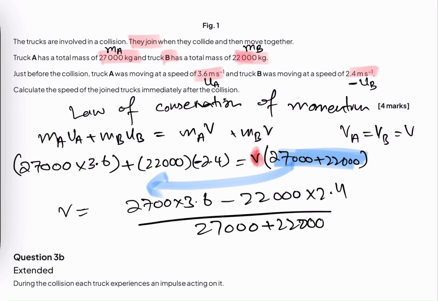Okay, calculating the values, we get 0.906 meter per second. Okay, this is the final answer for both of them, and it can be rounded off to 0.91 meter per second.